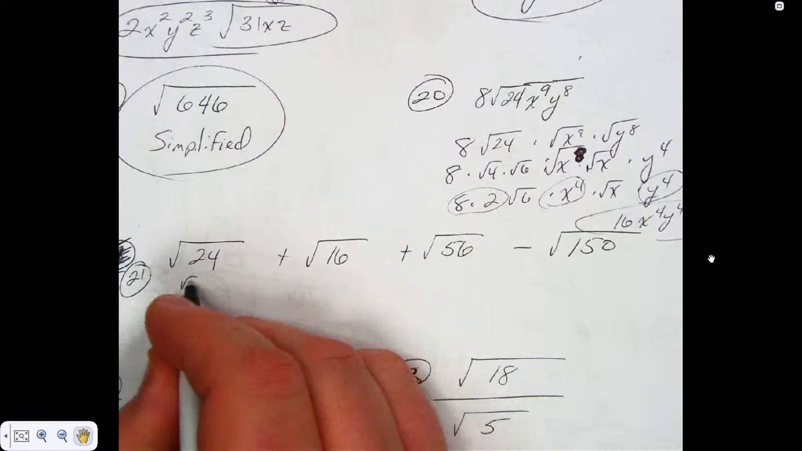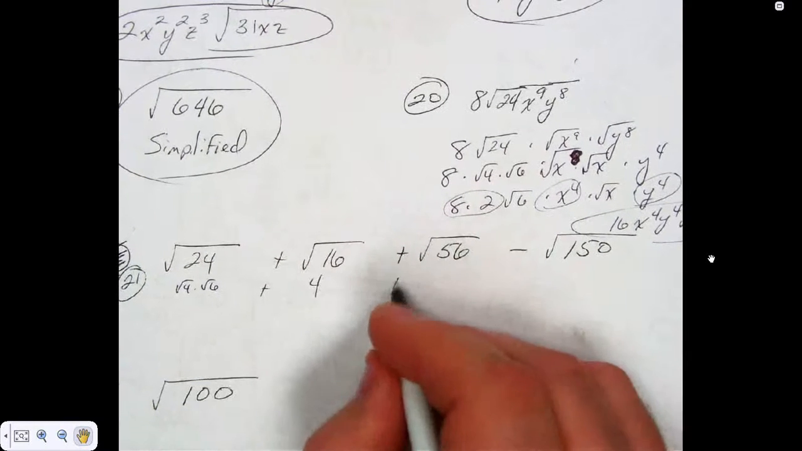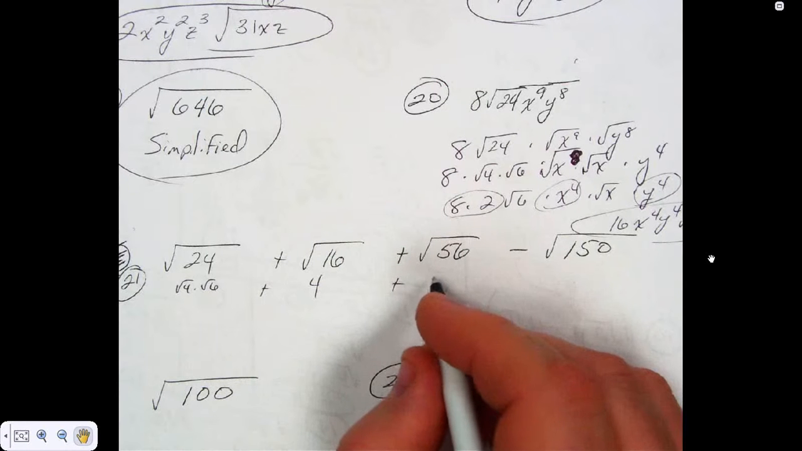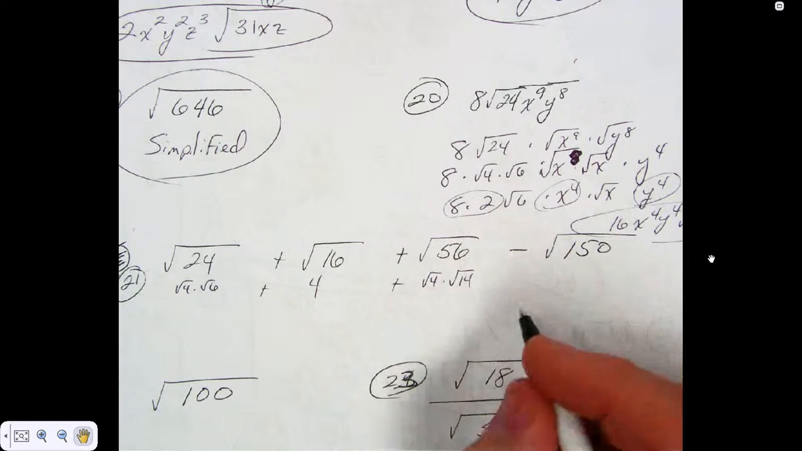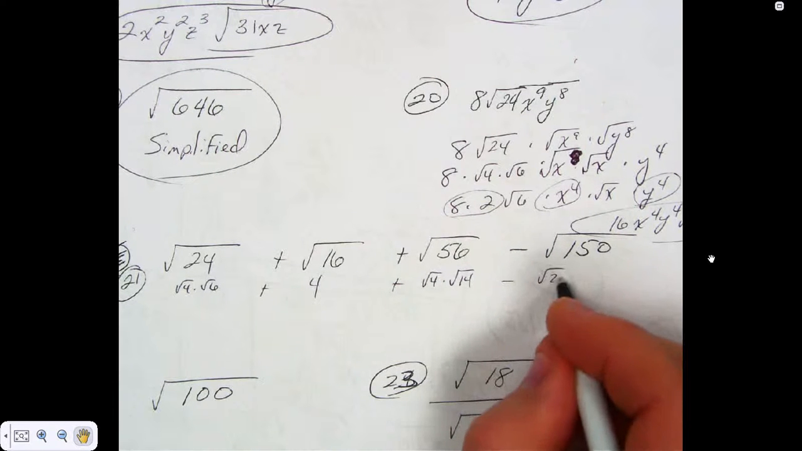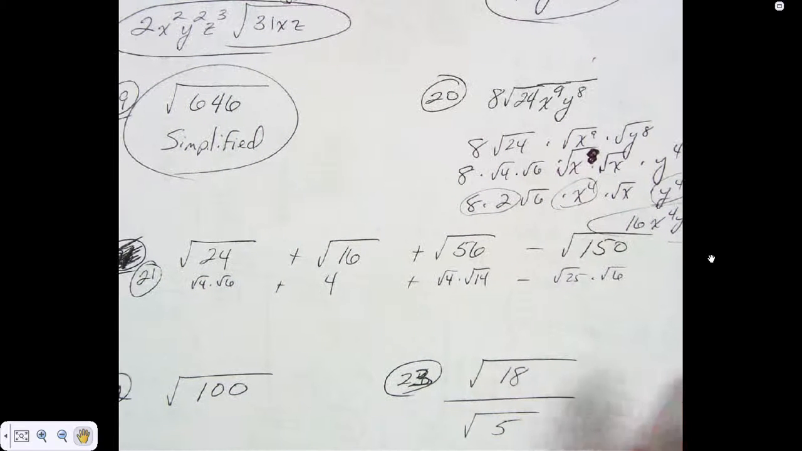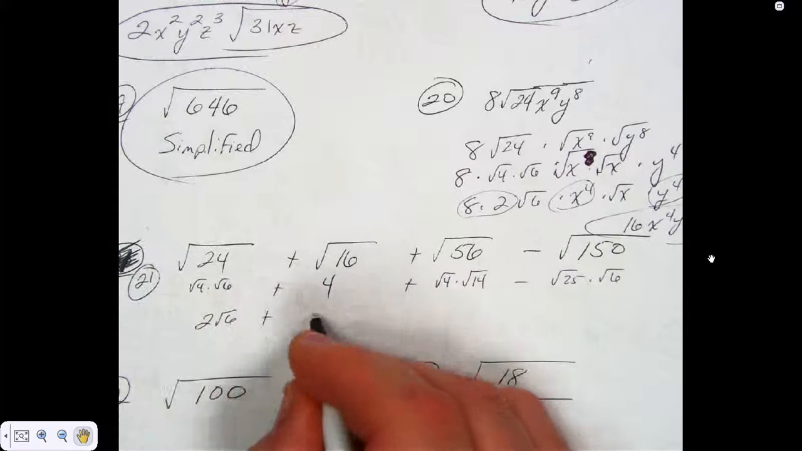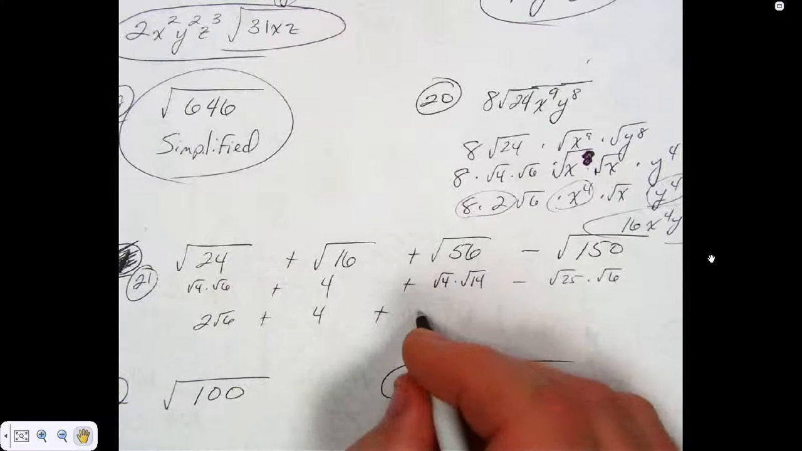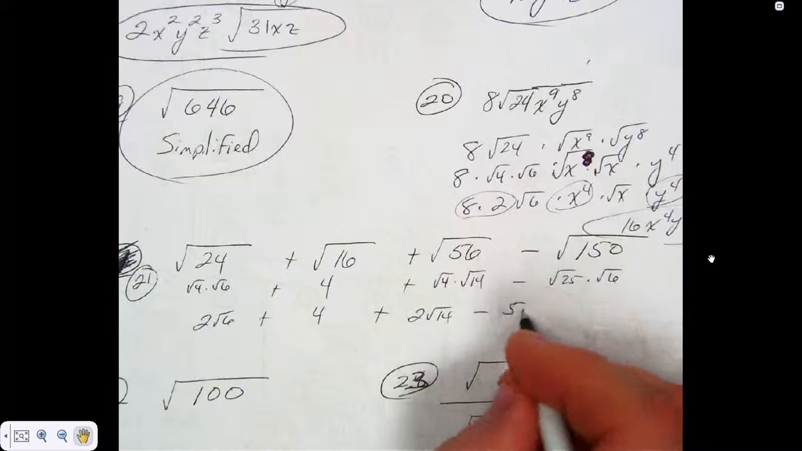Look, 24 again. Square root of 4 times square root of 6. What's the square root of 16? Square root of 4 times square root of 14, minus square root of 25 times square root of 6. What does this become? 2 square roots of 6 plus 4 plus 2 square roots of 14 minus 5 square roots of 6.